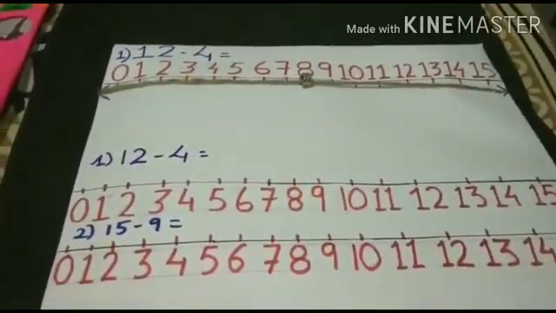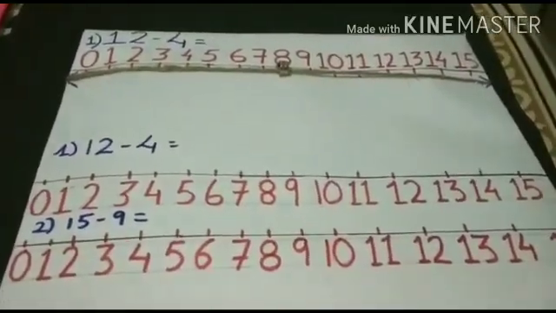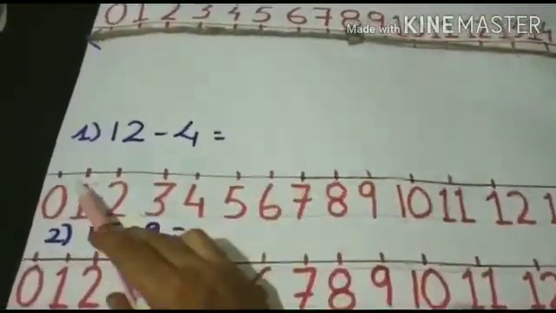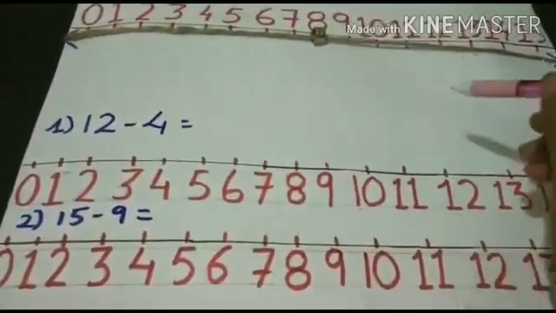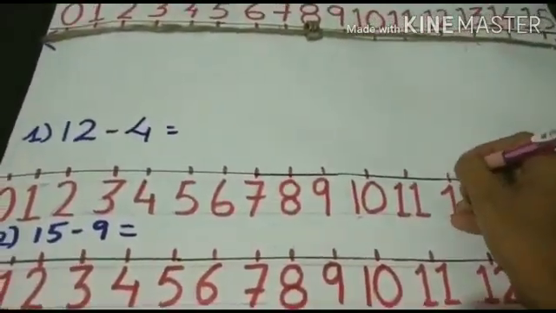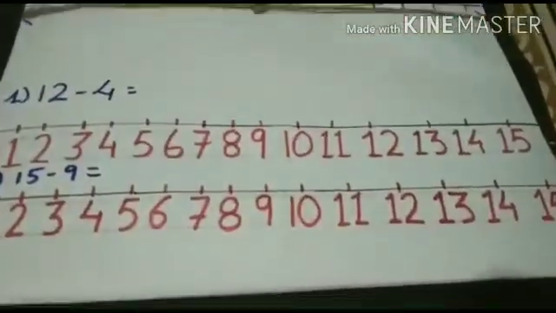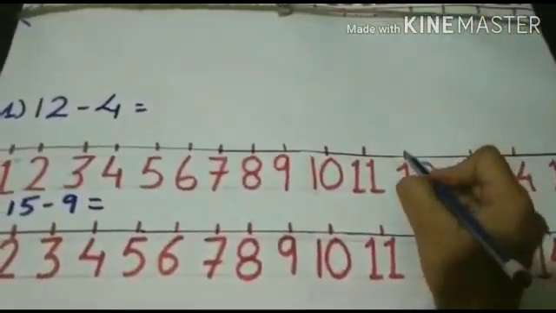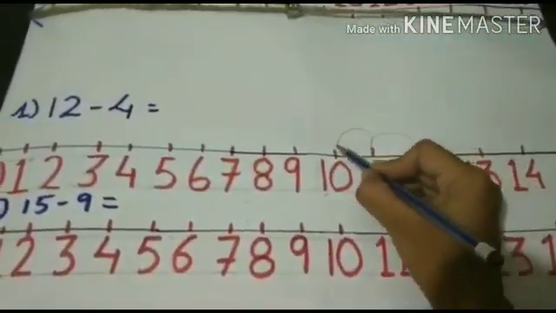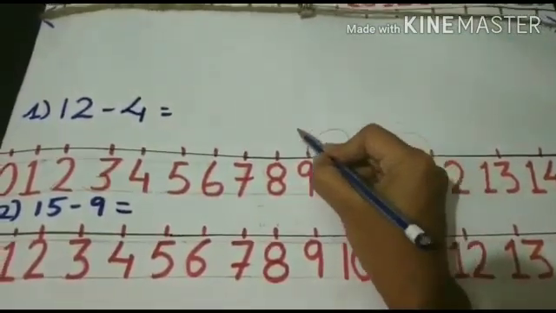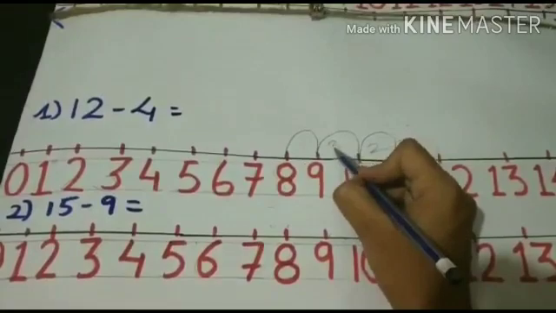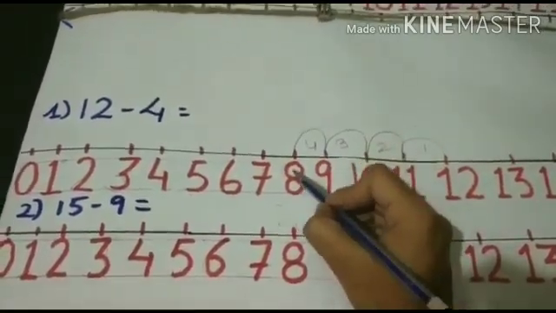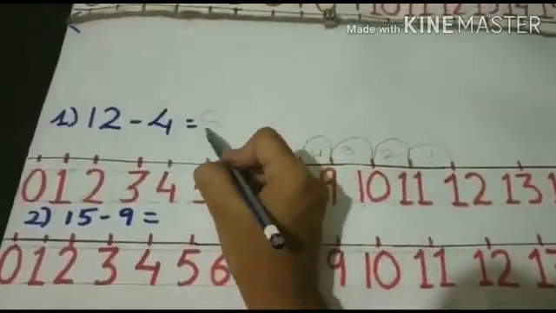Now, the procedure to do this: first 12 minus 4. In the same way we have to reach 12, and from here we will take backward jumps. 1, 2, 3, 4. This is the first jump, second jump, third jump, fourth jump. We reach 8. 8 is our answer.